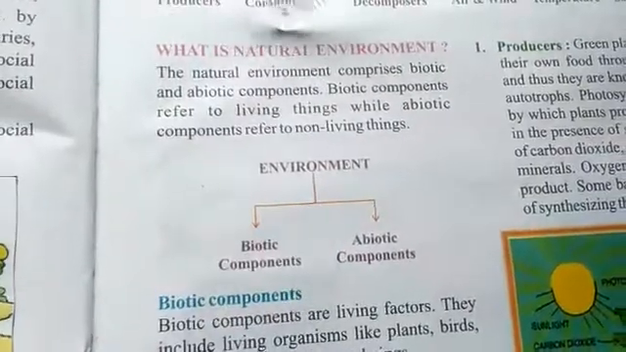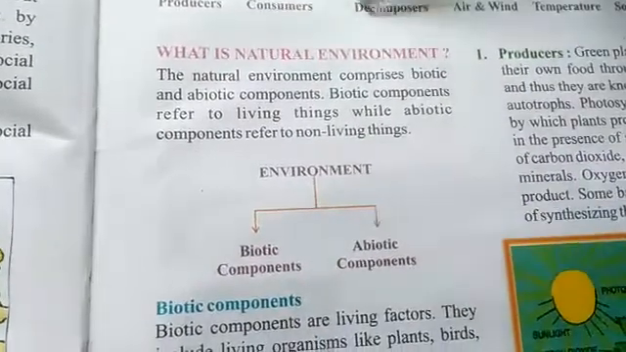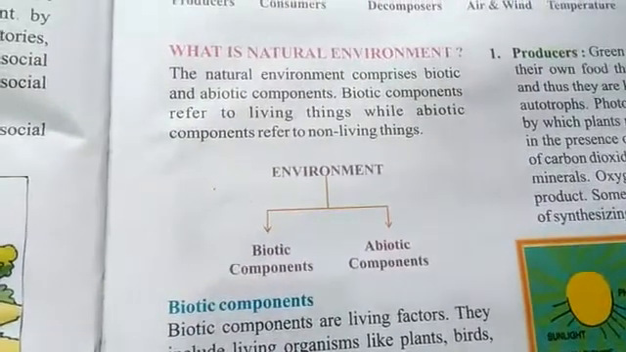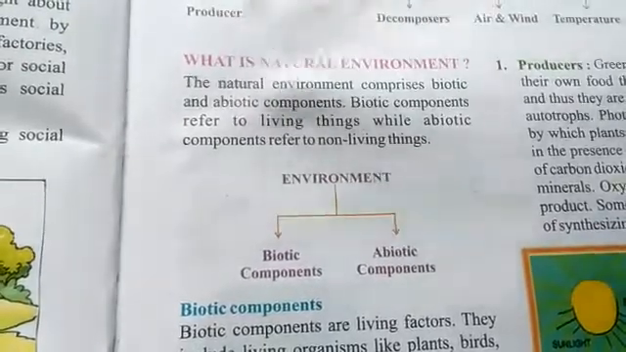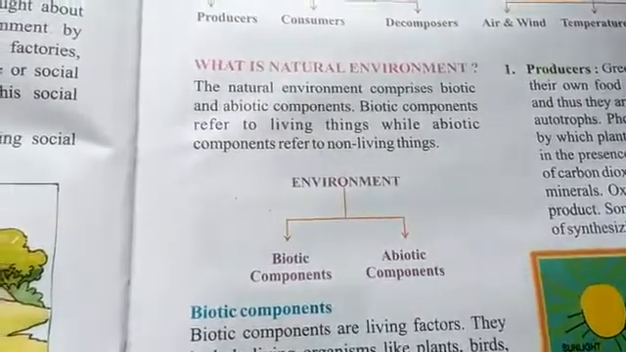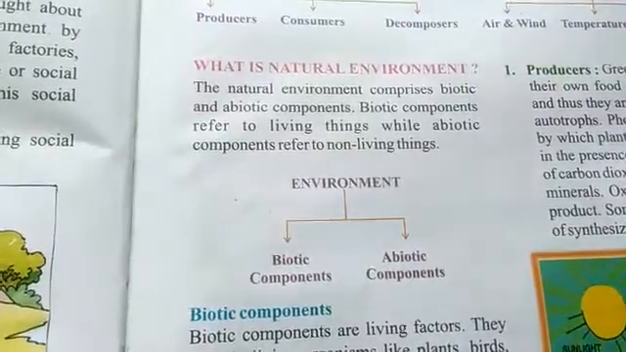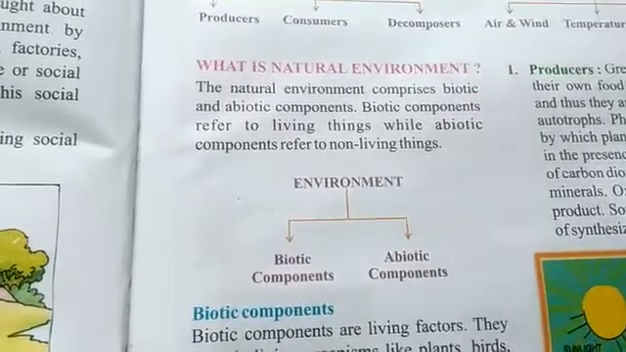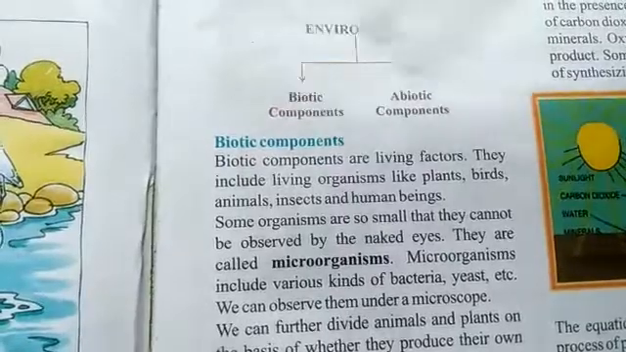Now we will be discussing about natural environment. When we are talking about natural environment, it comprises of two types of components, biotic and abiotic components. So biotic component means what? Living things. And abiotic component means non-living things.